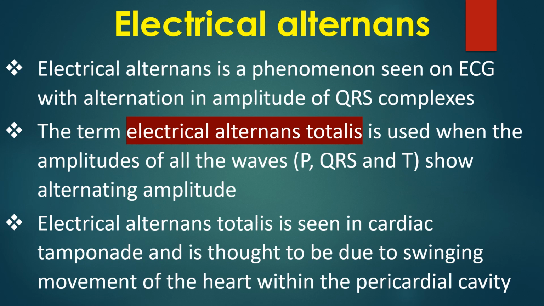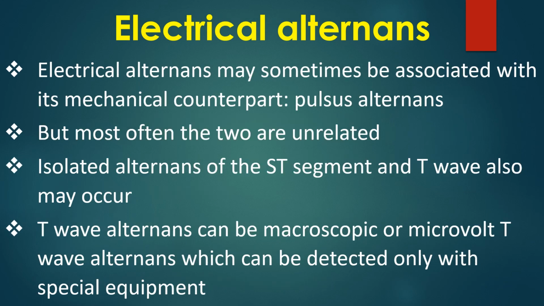Electrical alternance is a phenomenon seen on ECG with alternation in amplitude of QRS complexes. The term electrical alternance totalis is used when the amplitudes of all the waves, P, QRS and T, show alternating amplitude. Electrical alternance totalis is seen in cardiac tamponade and is thought to be due to the swinging movement of the heart within the pericardial cavity. Electrical alternance may sometimes be associated with its mechanical counterpart, pulsus alternans.